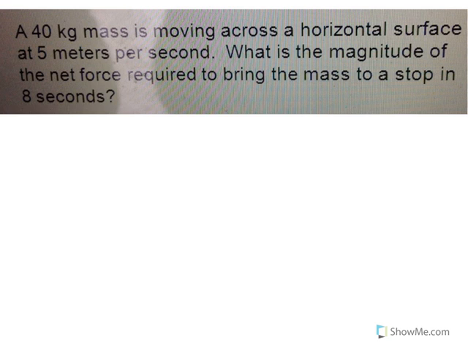A 40 kilogram mass is moving across a horizontal surface at 5 meters per second. What is the magnitude of the net force required to bring the mass to a stop in 8 seconds? Take a minute and pause the video and do it out on a piece of paper and then follow along as I do it so we can see if you get the right answer.